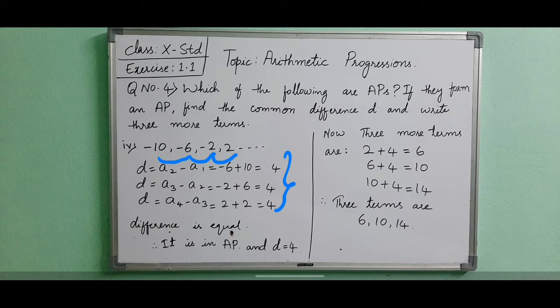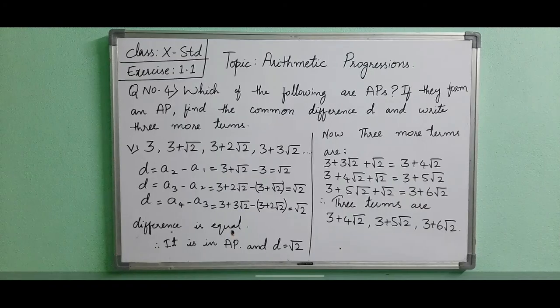When it is in AP, the D is called the common difference, and 3 more terms we have to find. So after these, we have to write the next 3 terms. So 2 plus 4 is 6. Then again in 6 we have to add 4. It is 10. In 10 if we are adding 4, it is 14. So the next 3 terms are 6, 10 and 14. In the same way, now we will see the fifth question.